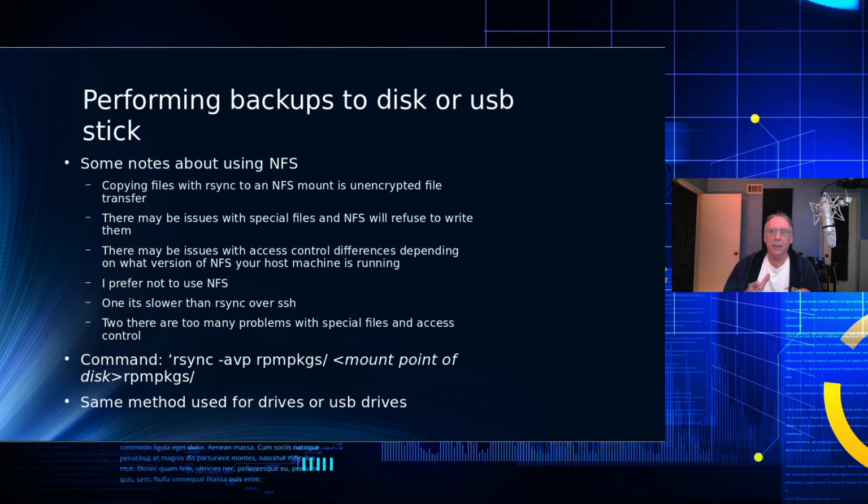So the command to do a copy to a drive is pretty similar to everything else, except that I'm doing the rsync -avp from my source directory to my destination, and the destination includes the mount point of where that device is actually mounted to the file system, as well as the directory, the RPM packages. So it isn't too difficult to do that. And it uses the same method, whether it's SAS or SATA drives or NVMe drives that are connected locally to your system, or whether it's a USB drive even.